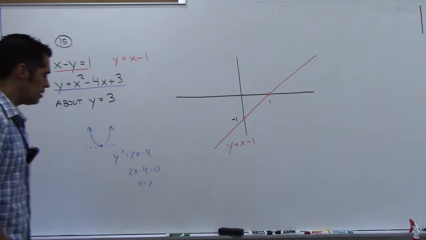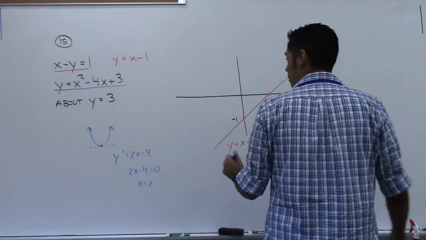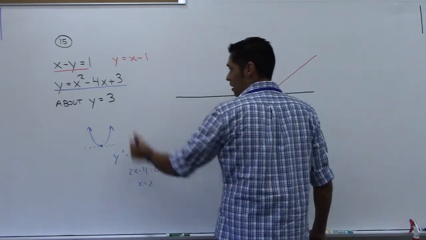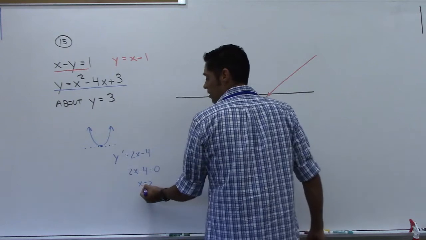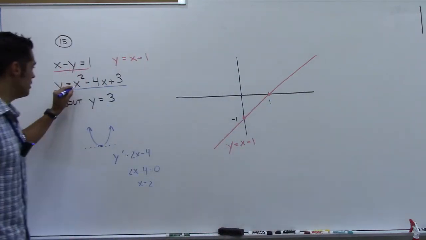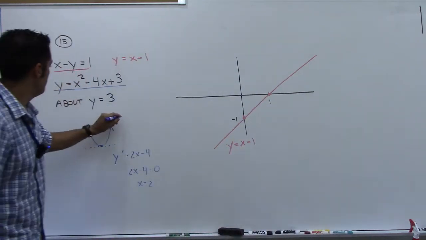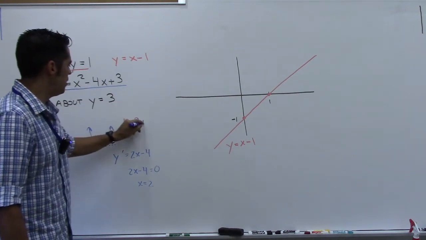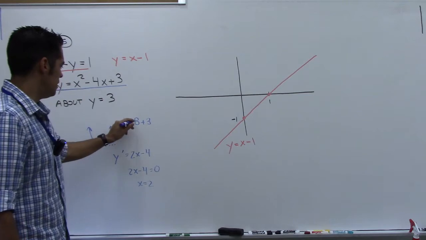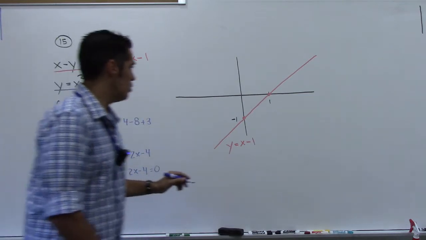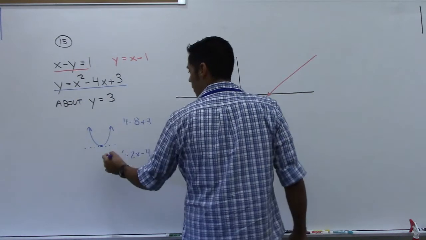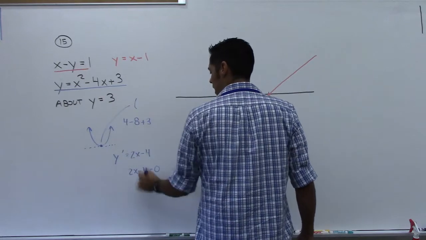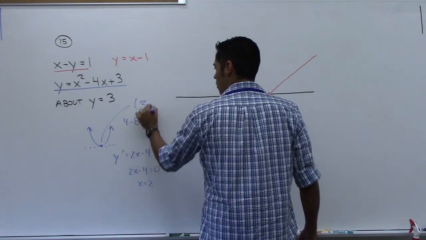So if I go over here to my graph at x equals 2, well, actually I need to find out what the y coordinate is. So let's take that 2 and plug it in here. If we plug in 2, we get 4 minus 4 times 2 is 8 plus 3. So we get negative 4 plus 3 is negative 1. So the vertex, this point right here, is x coordinate 2, y coordinate negative 1.